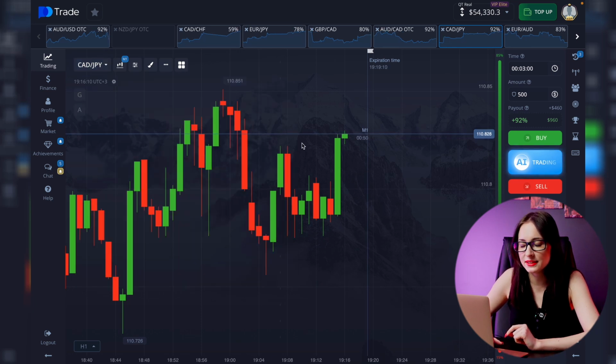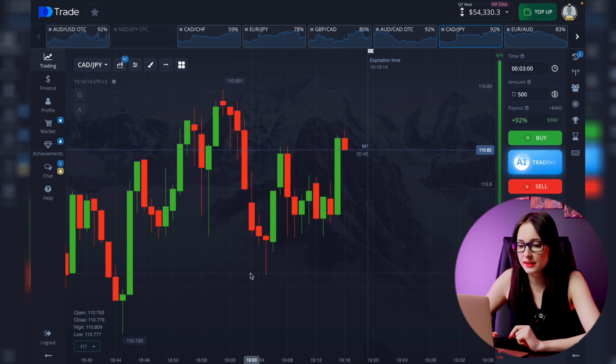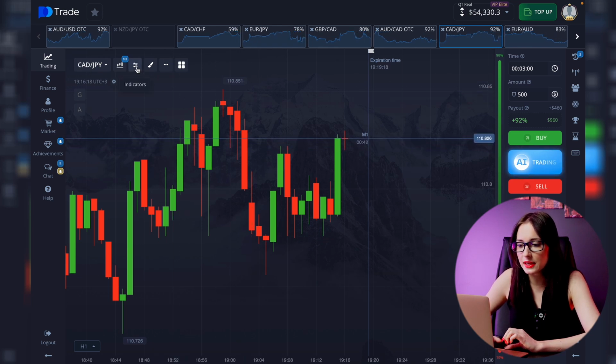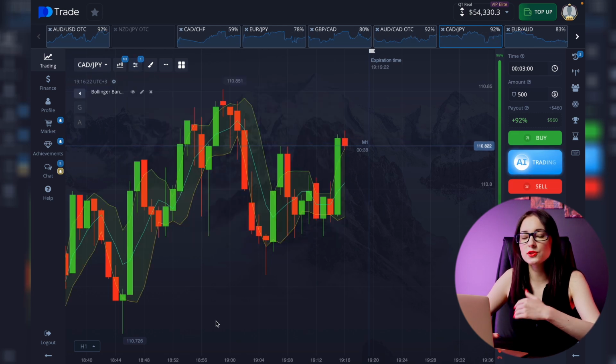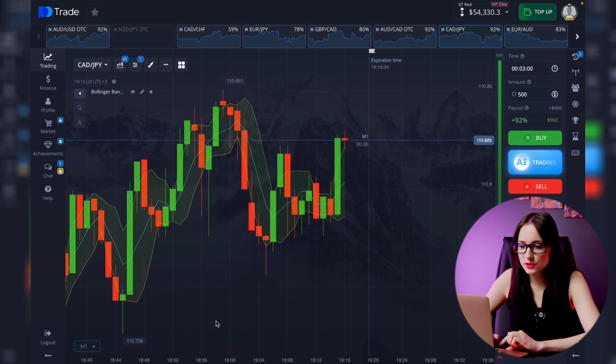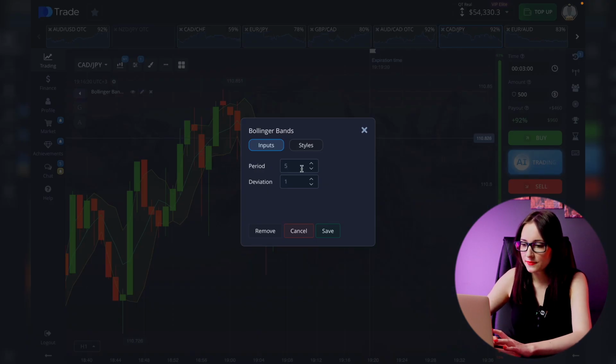So I opened Canadian and Japanese yen currency pair chart, just like it. It's very convenient to use. And I go to the top left corner, indicators, and press Bollinger Bands. Here we are, and we need to edit it. We press the button pencil, and we should set the period up to 20 and deviation up to 2. Here we are, let's save it.